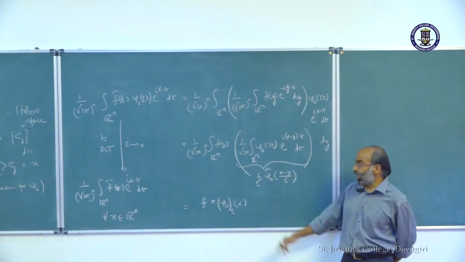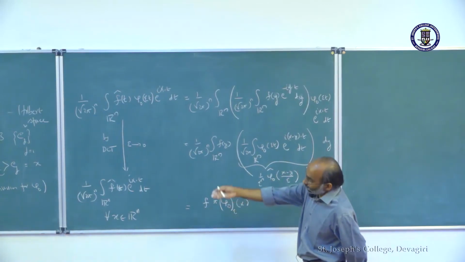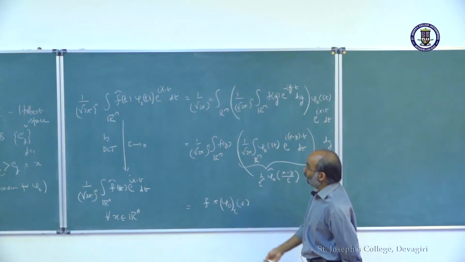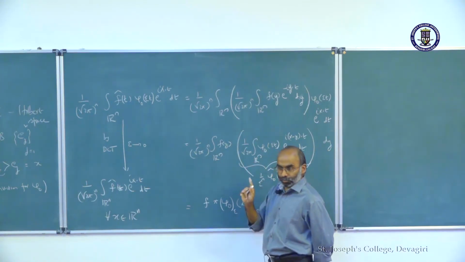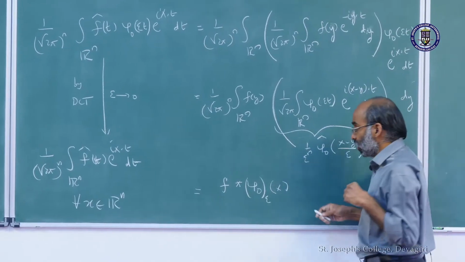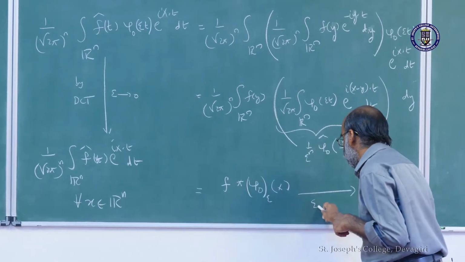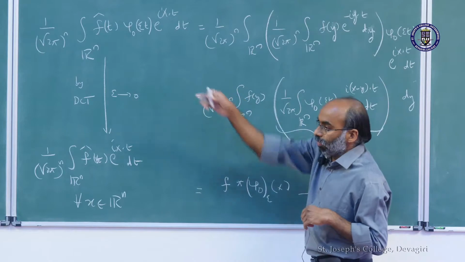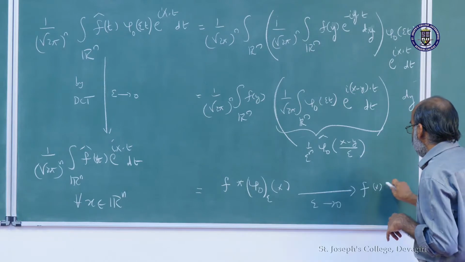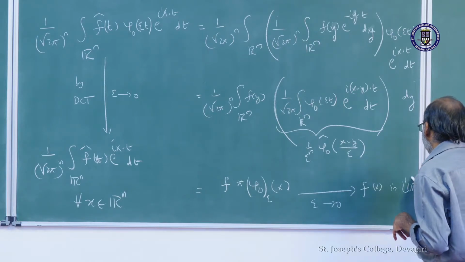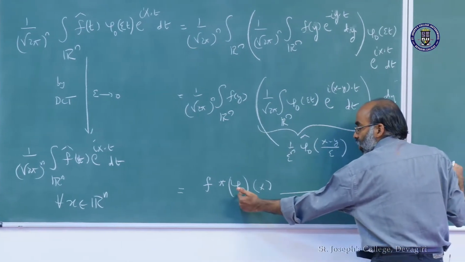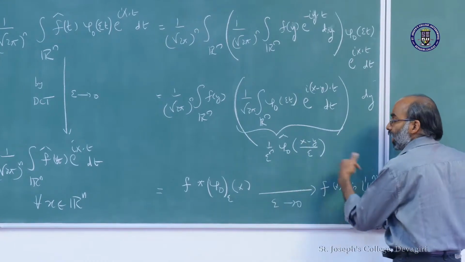What happens to the right hand side? Remember phi 0 is a nice function e to the minus x square by 2, it is in L1, its integral divided by root 2 pi to the n will be 1. So if I dilate that, I am going to get an approximate identity. So this will converge as epsilon goes to 0, f is in L1, so the convergence is happening in L1 to f of x in L1 of Rn. So it is not a pointwise convergence, it is an L1 convergence: f convolved with phi 0 sub epsilon converges to f in L1 of Rn.